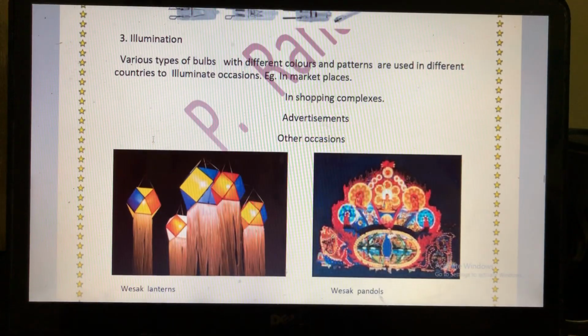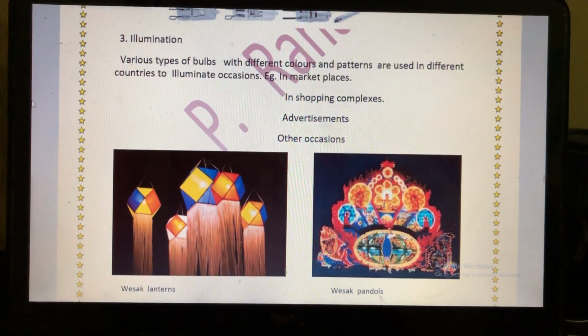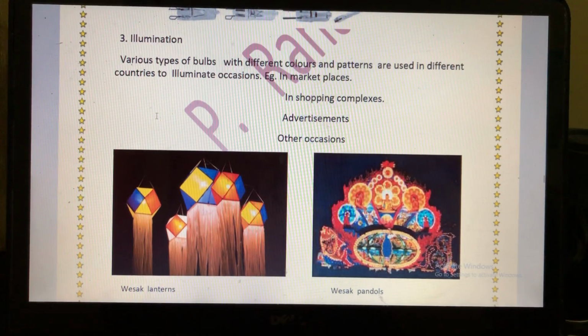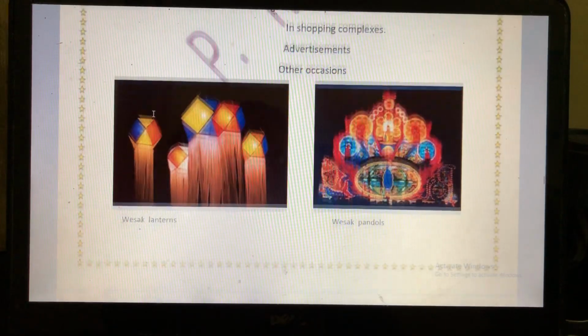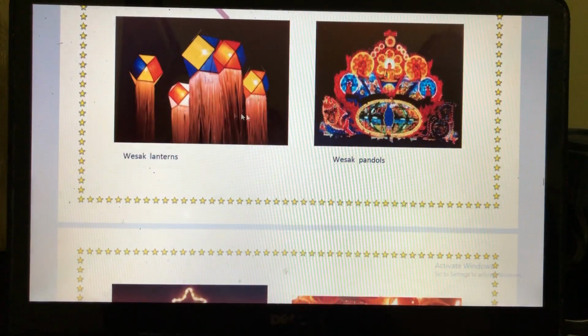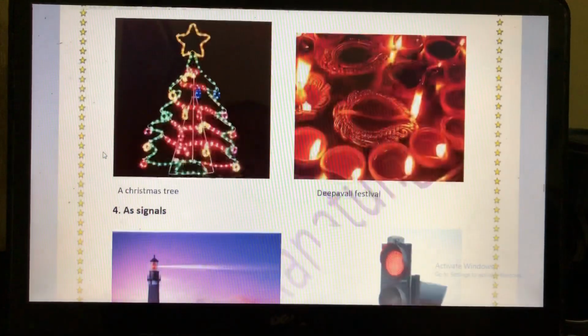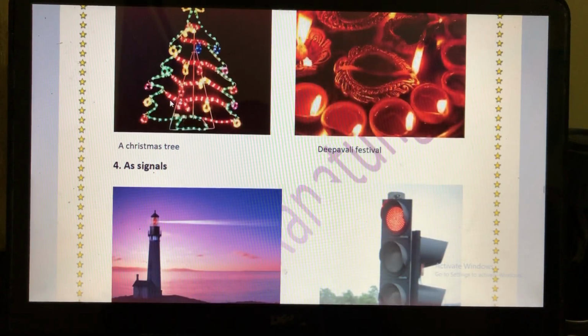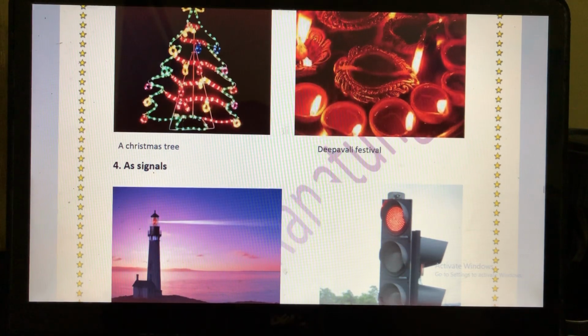Illumination. Various types of bulbs with different colors and patterns are used in different countries to illuminate occasions. Here are some examples. In marketplaces, in shopping complexes, advertisements, and some other occasions, we use various types of bulbs with different colors for decorations. Vesak lanterns, Vesak pandals, Christmas trees, Deepavali festival. You can add some more examples and paste pictures for these instances.